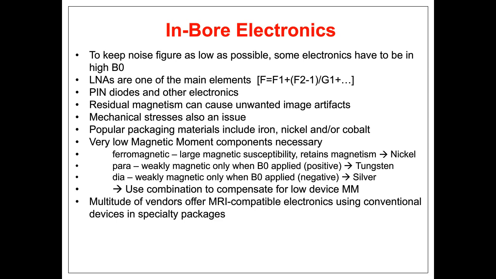So if you look at various vendors for MR, they will have specific packaging for MR components to eliminate or at least try to reduce the magnetic capability or the magnetic moment of the packages themselves. So fewer parts, they may be more expensive, but they could actually be electrically the same. Magnetically, they may not be.